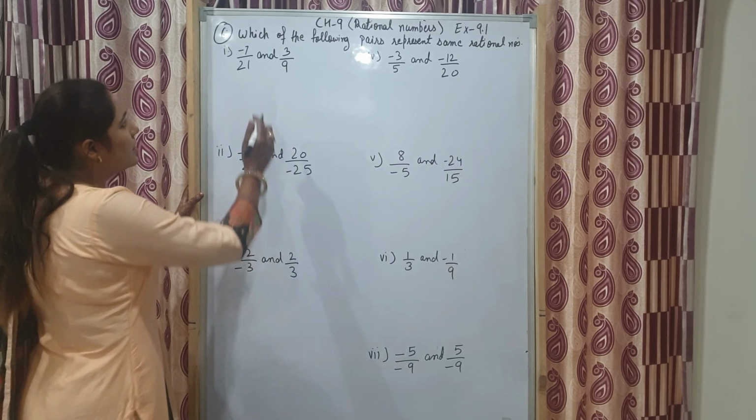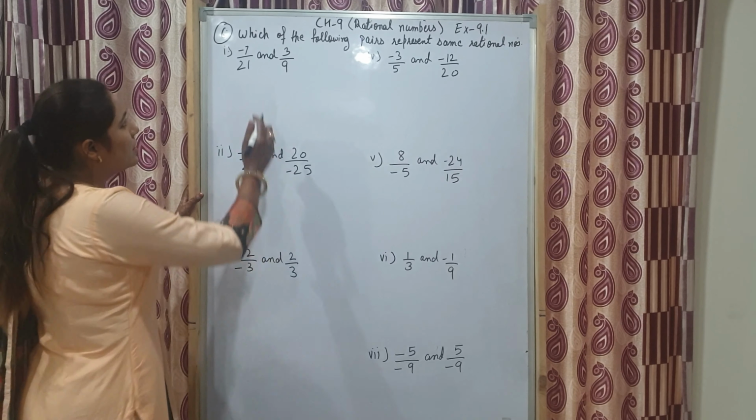You can reduce it into lowest form also. See how? Minus 7 upon 21, if we cancel it on the table of 7, we will get minus 1 upon 3. And 3 upon 9, when we cancel it on the table of 3, we will get 1 upon 3. So the first is minus 1 upon 3, which is negative, and the second is 1 upon 3, which is positive. So both are not equal because a negative rational number and a positive rational number are not the same.